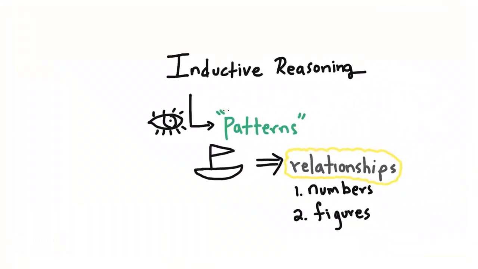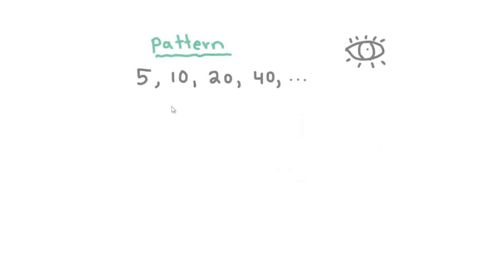Hi everyone, for this lesson we'll take a look at inductive reasoning, which is a thought process by way of observing patterns. That's why I have the I here, and we use that to discover relationships based on numbers or geometric figures. So the whole idea of inductive reasoning is to look for a pattern.